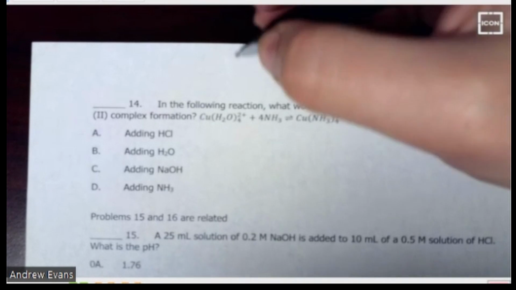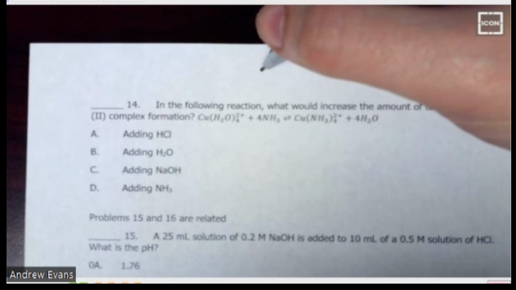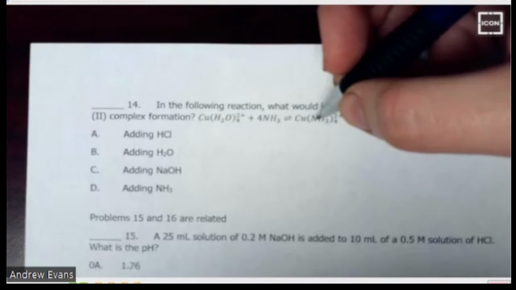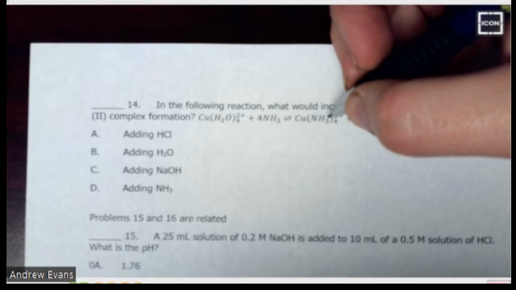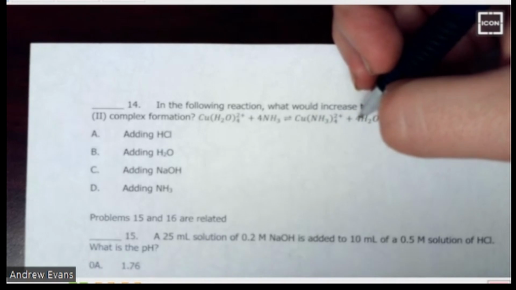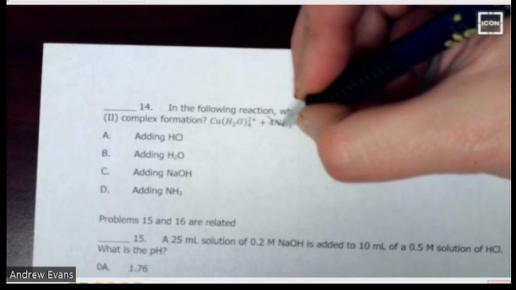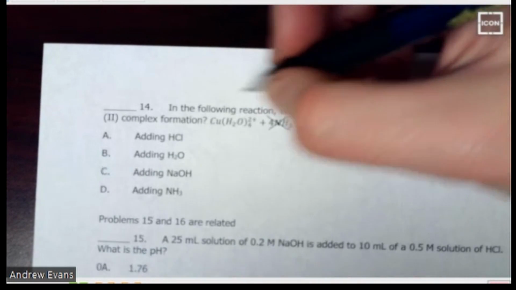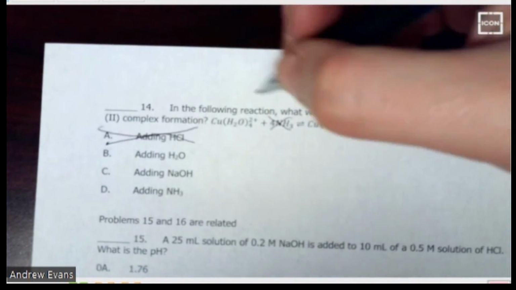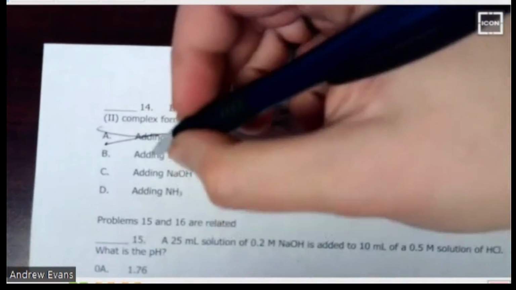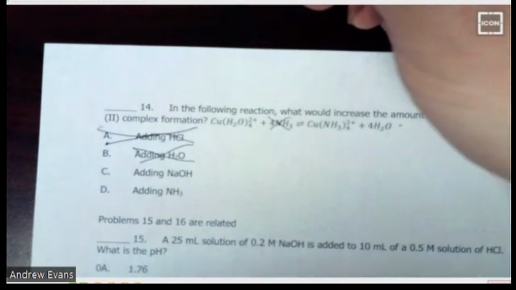Le Chatelier says, for the formation of the reaction, what would increase the amount of tetraamine copper complex? Removing a product will shift it towards products. Adding a reactant will shift it towards products. HCl would hypothetically remove this reactant, so that's out. Adding water, well, technically water wouldn't really do anything, but it's also adding a product here, so probably not the best.